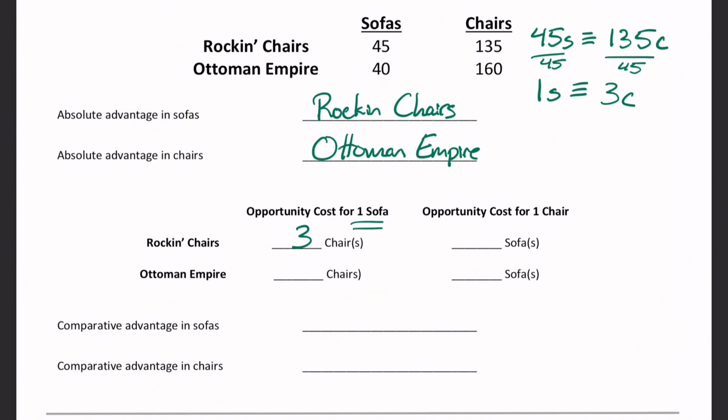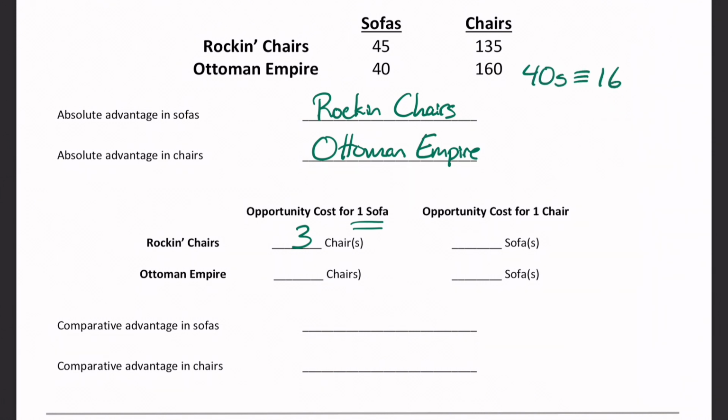All right. Now, we also have to do that with the Ottoman Empire. So we're going to set 40 sofas equivalent to 160 chairs. But we want to get this to just say one sofa, right? So what do we divide both sides by? We divide by 40, because that gets this to just say one sofa. 160 over 40. Oops, my bad, not 40 chairs. It ends up being 4 chairs.